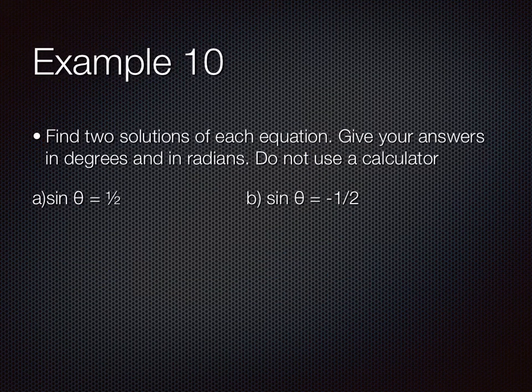Example 10 says find 2 solutions of each equation and give your answer in degrees and in radians. Don't use a calculator. So this is almost the reverse that we're going to get to at the end of the chapter, which is 4-7 inverse functions. We're kind of baby stepping our way there. So to best get these answers, I'm actually going to pull in the completed unit circle so we can see it.